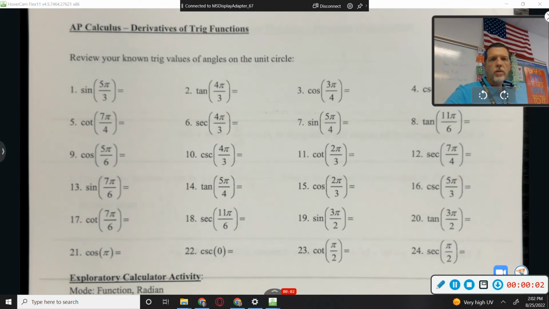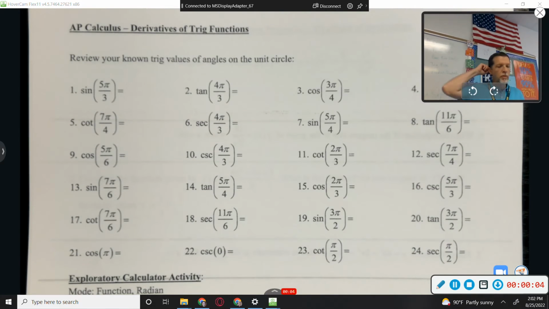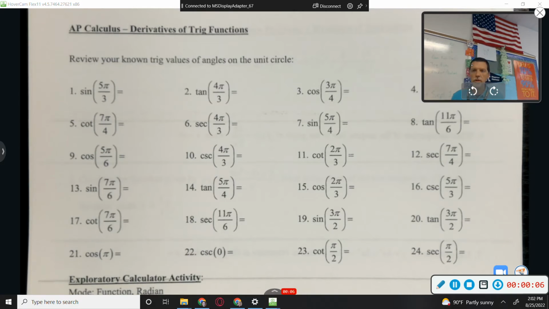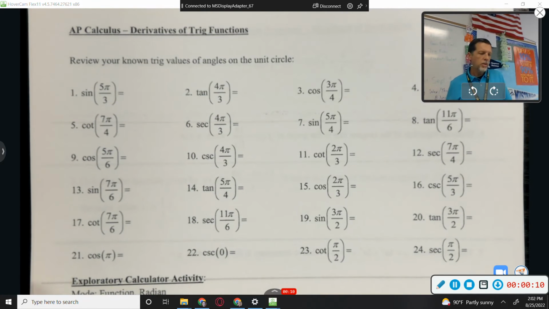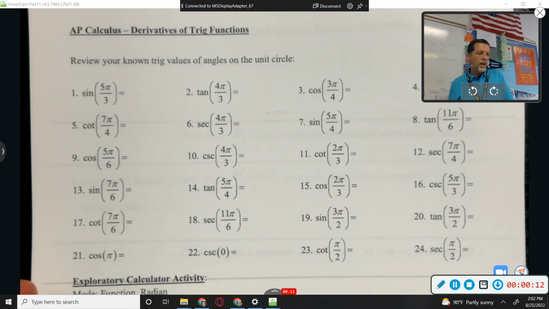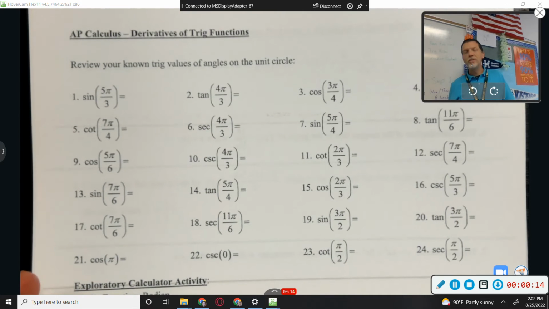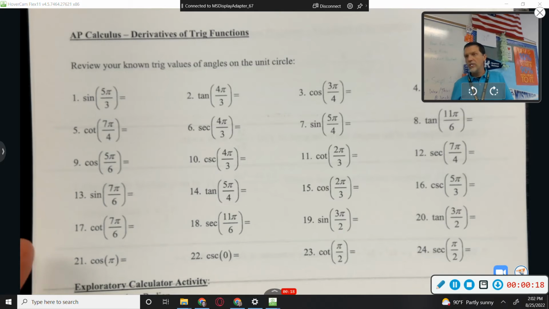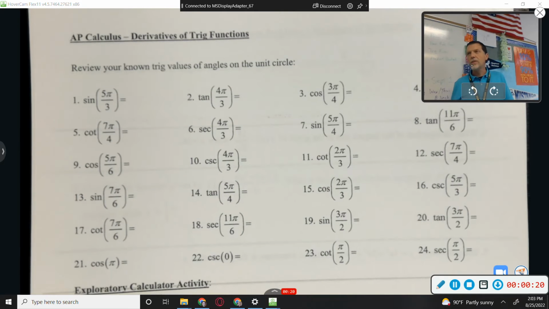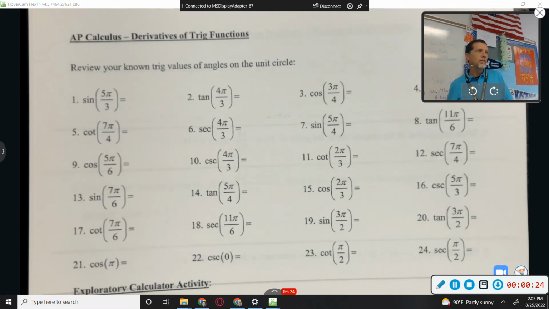All right, so derivatives of trig functions, but before we do derivatives, we got to make sure we know the unit circle. So pause the video and attempt these unit circle problems. And if you don't know them, you've got to learn them. This is going to be all year, where we'll occasionally throw these in there. And if you don't know them, you're going to be stuck. So learn them. I don't know what else to say.